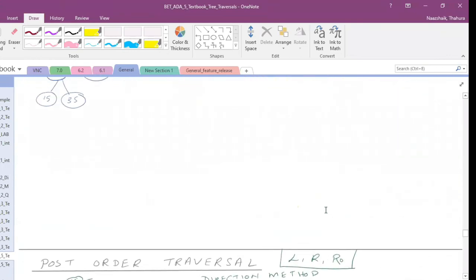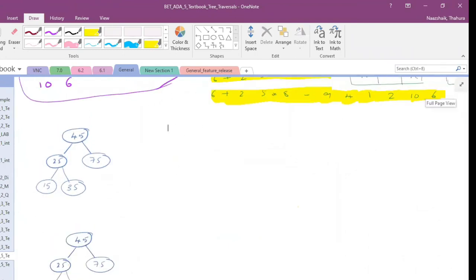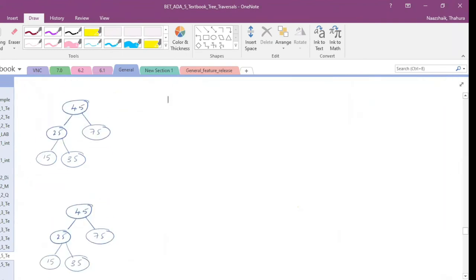Okay, let's do one for this. Let's do in order for this with the direction method. Let me just copy this. We'll do both methods here. Generally, in your textbook they've given two methods, but in your programs or exams it just asks for traversal. It doesn't ask for substitution or direction method. So I just wanted to make you aware, in case you get a question like that, you know how to solve it in both ways.